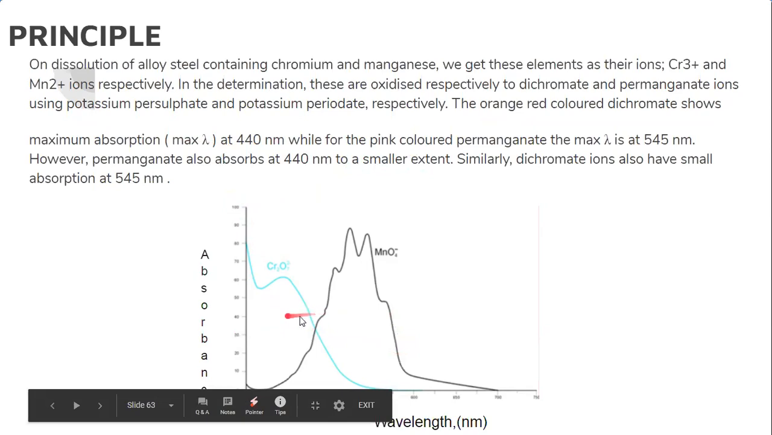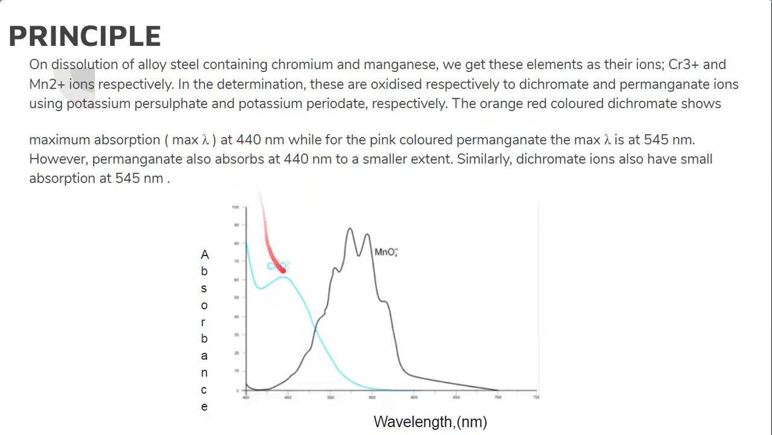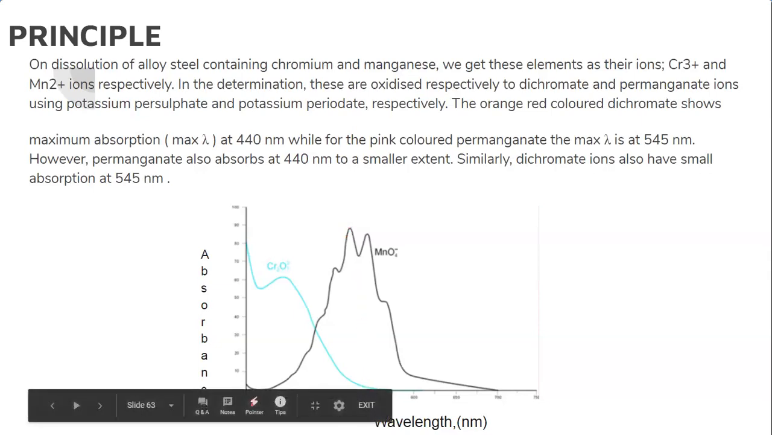Here we can find that these two curves overlap on each other. But see here, this is the lambda maximum of chromium Cr plus 6, which occurs around 440 nanometers, and this is the lambda maximum of the manganese plus 7 ion, which is around 545.